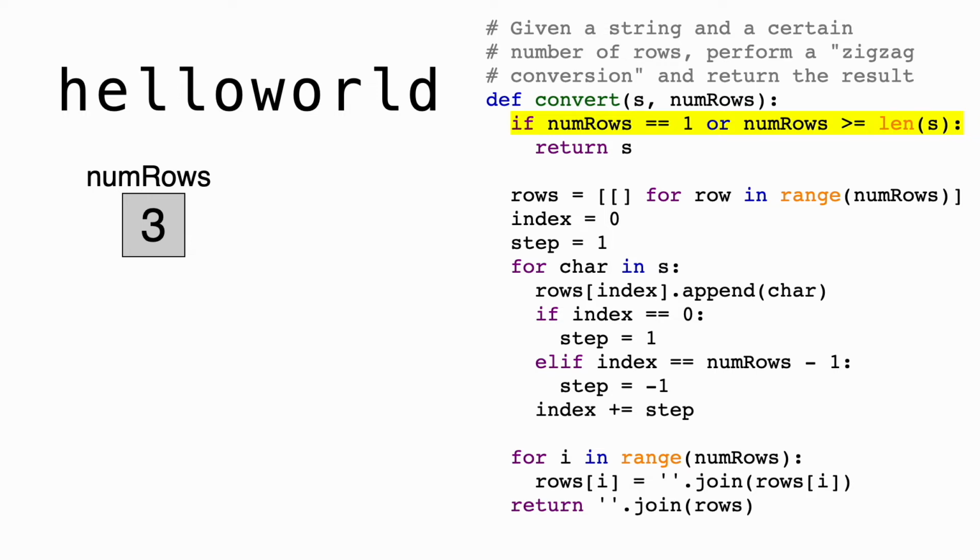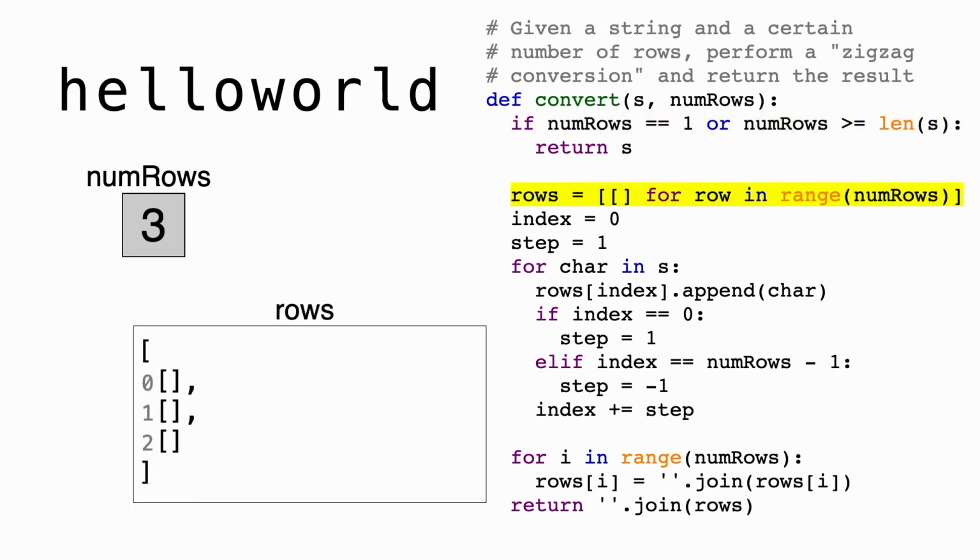Now, the first thing we'll do is initialize a 2D array called rows, and we'll initialize an empty list for each row. If you're not familiar with this notation, this is called list comprehension in Python, and what it's basically saying is, for row in range numRows, so range 3, create an empty list, and we'll nest all of that inside of an outer list. I've also indicated the index of each inner list here. Notice that here, the first row starts at index 0, not 1.